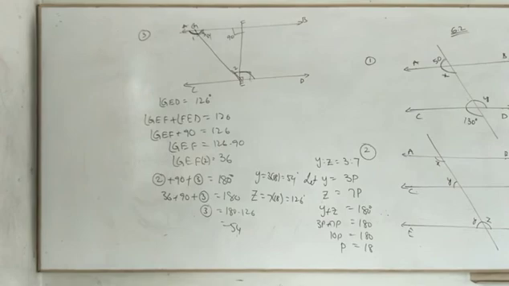Total 22. What is that? 10. You can do now. Sir.